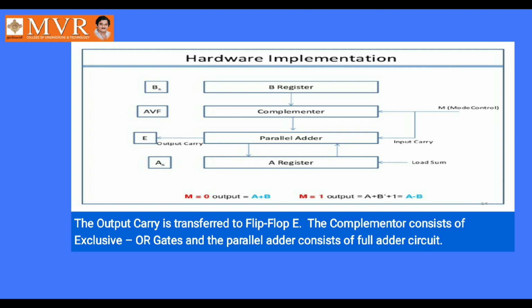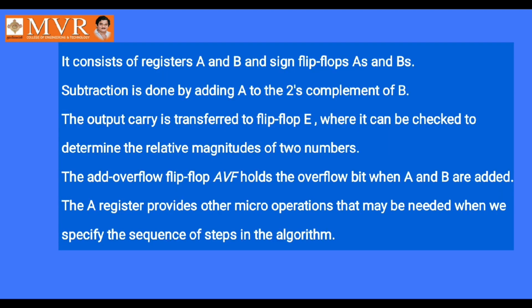So here, based on the value of M, either we simply perform the parallel adding operation, or we go for the complementer and then the parallel adder will be performed. If you see the next slide, it consists of registers A and B, and sign flip-flops AS and BS. Subtraction is done by adding A to the 2's complement of B based on the value of M.